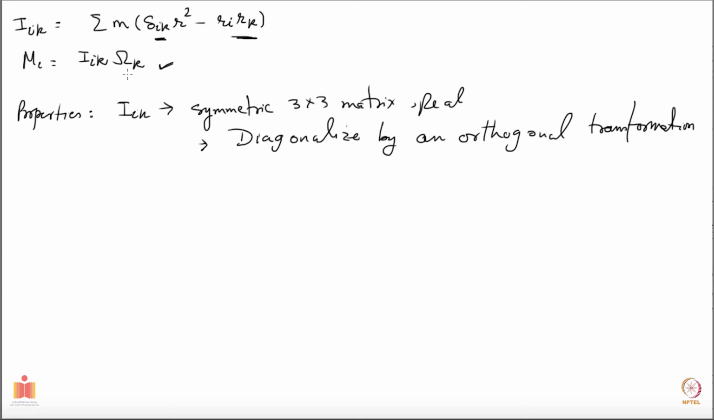And if you are not very clear why I am saying this, let me tell you, if your angular momentum and omega have to be in the same direction, then your M should be proportional to omega, right? It will be proportional to this vector, which would mean in terms of components that M_i would be some constant times omega_i, right? This is what the relation would be. But what you are seeing is not this kind of a relation, but something different.